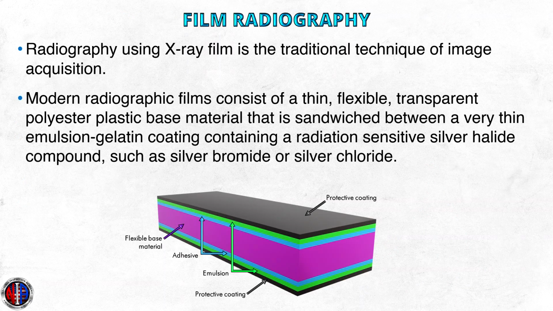Film radiography. Radiography using X-ray film is the traditional technique of image acquisition. Modern radiographic films consist of a thin, flexible, transparent polyester plastic base material that is sandwiched between a very thin emulsion gelatin coating containing a radiation-sensitive silver halide compound, such as silver bromide or silver chloride.